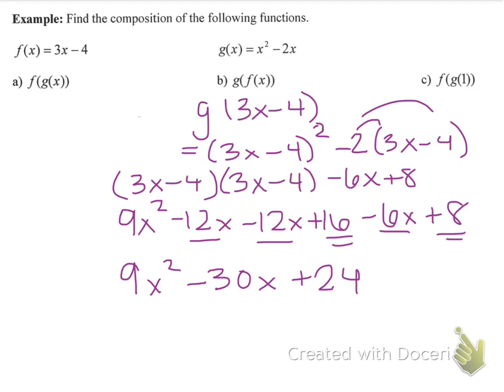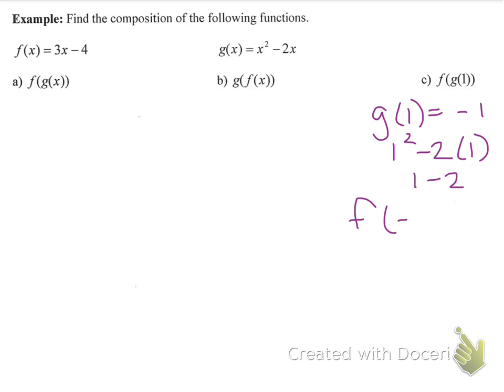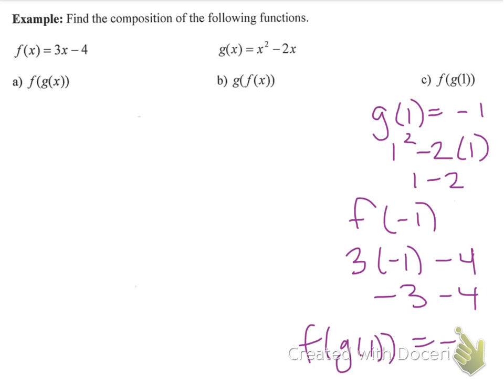So lastly, we're going to do letter C. Letter C wants us to find f of g of 1. So we're going to find g of 1 first. g of 1 says I have 1 squared minus 2 times 1, which will be 1 minus 2. So g of 1 is equal to negative 1. Now I'm going to plug that into the f function. So now I'm evaluating f at negative 1. So I have 3 times negative 1 minus 4. Negative 3 minus 4. So f of g of 1 would be equal to negative 7. All right, so now you have a practice problem, so go ahead and try those. Make sure you input your answers onto the video.